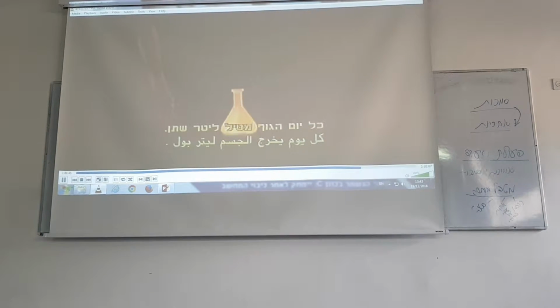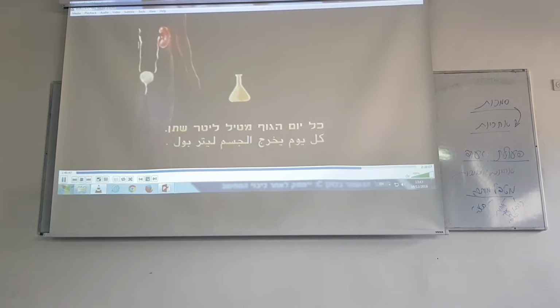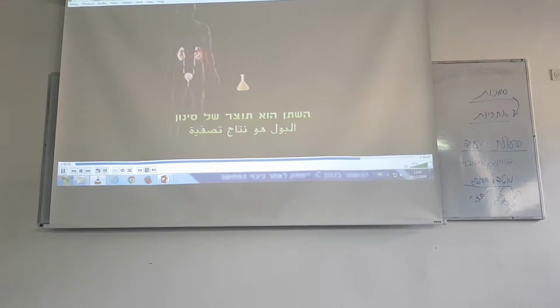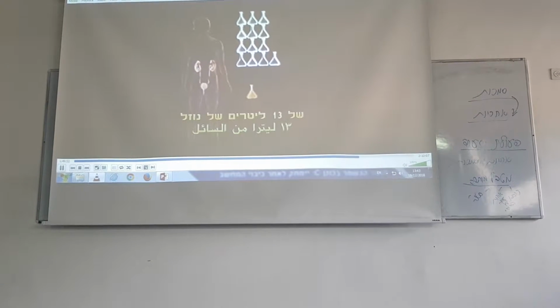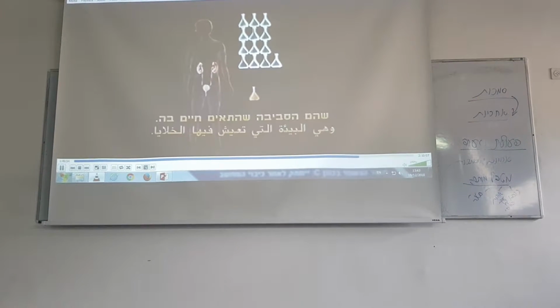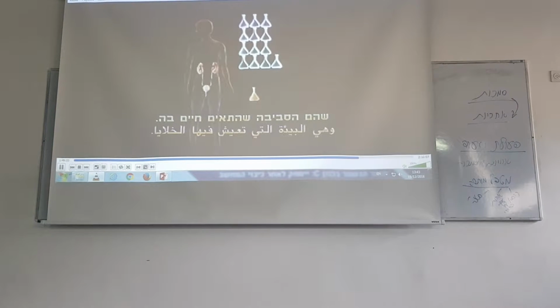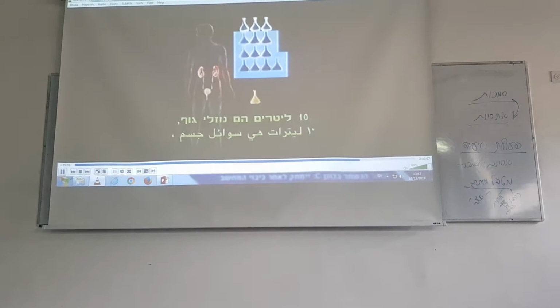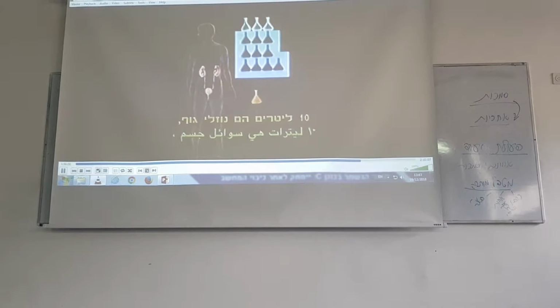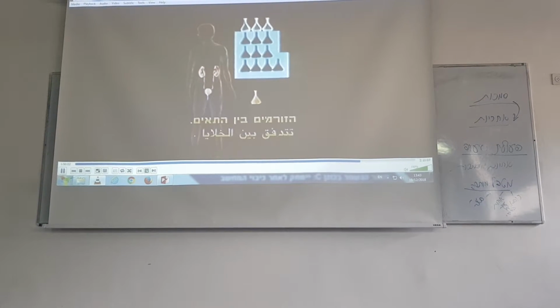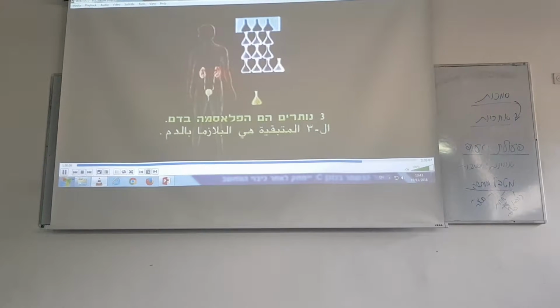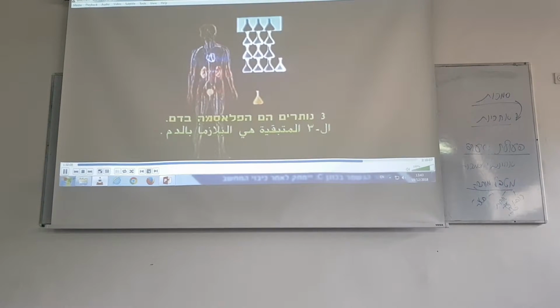Every day, our body excretes about 1 liter of urine. The urine is the end result of the kidney's filtration of the 13 liters of fluid which make up the environment in which our cells live. At any one time, 10 liters of this fluid is interstitial fluid, circulating between the cells. The other 3 liters are plasma flowing inside blood vessels.